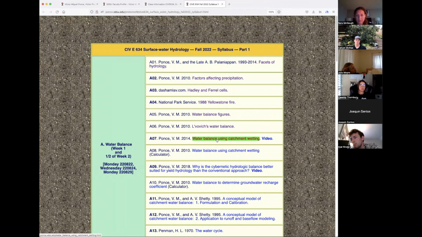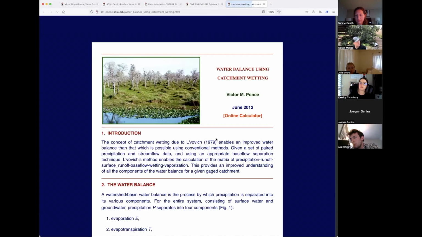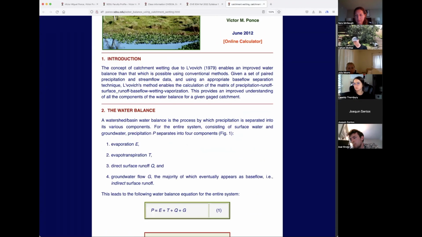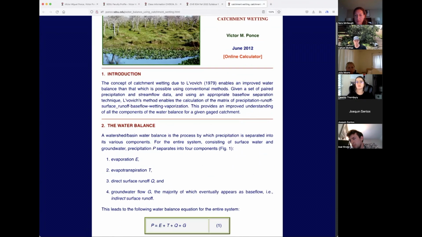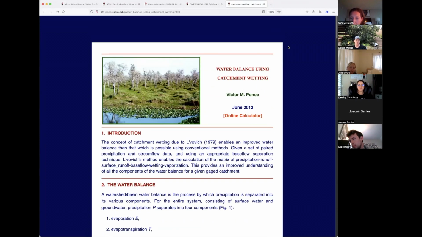So now we have, from the Leibovich water balance, the water balance using catchment wetting. This is where I'm going to stop, not right now, but in 15 minutes, so as to allow you to proceed with your homework. And by the way, there are two ways to do this homework: with Excel or with our calculator.